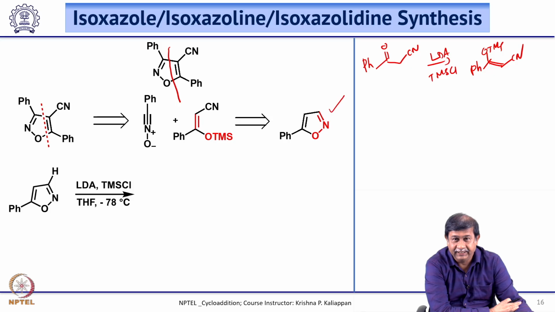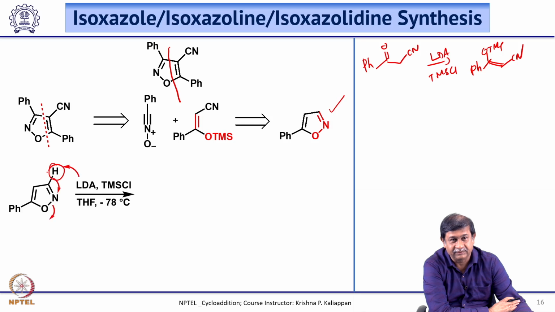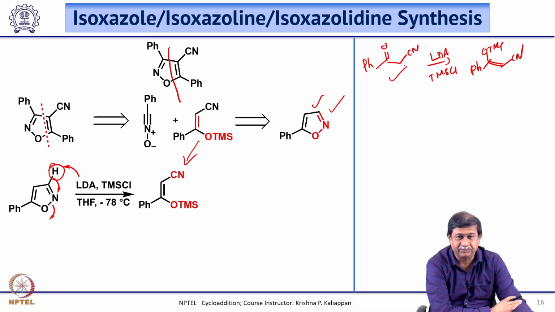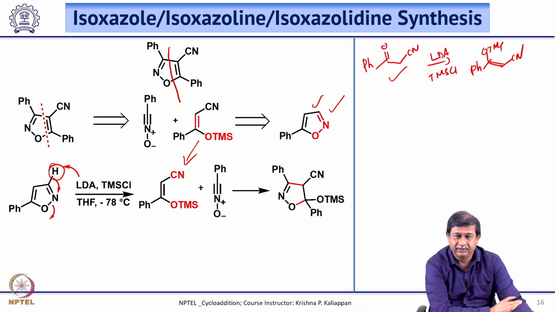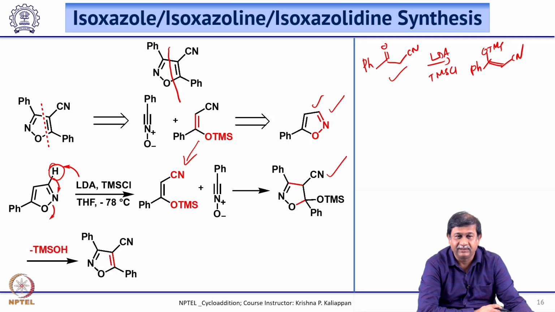How? If you take this compound and treat with LDA, it can pick up this proton, that's an acidic proton, and that can undergo elimination or opening of this 5-membered ring to give the same intermediate. So either you can start from here or you can start from this cyano compound. Now if you treat this with nitrile oxide, it can undergo intermolecular 1,3-dipolar cycloaddition to give this intermediate, and this upon elimination of trimethylsilanol will give the corresponding 5-membered ring.